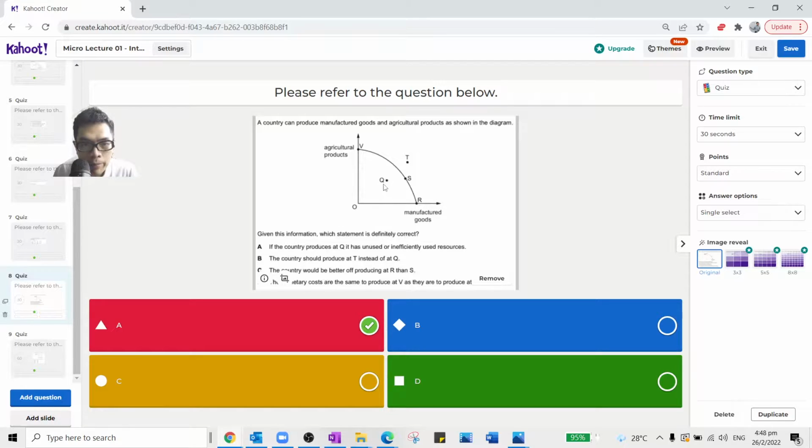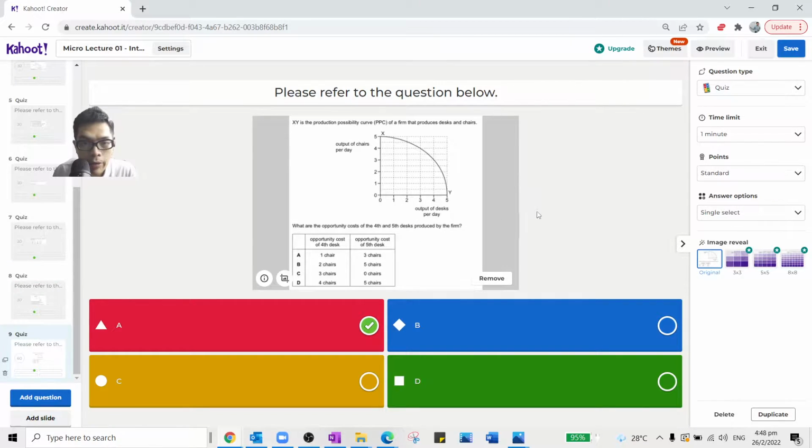So diagram, you can actually see that Q is the correct answer. Anything that is inside is unused or inefficient use of resources. The rest are pretty much, especially point C, the country will be better off producing at R and S. Both of these are actually on the PPC curve itself. You see that? So there is no right or wrong. It just depends on what is the choice of the economy.